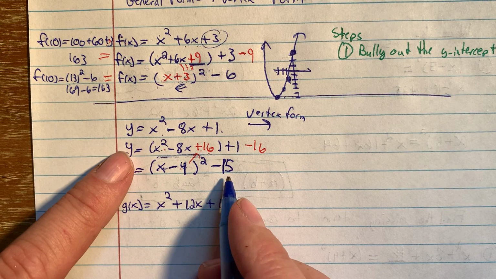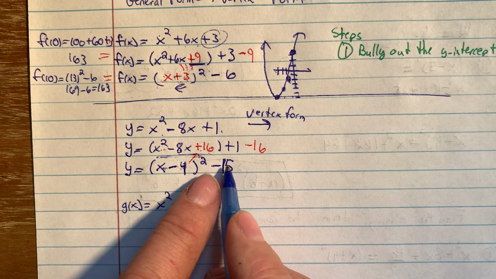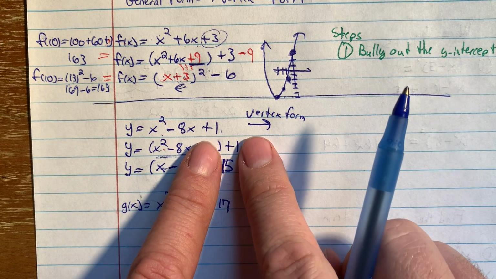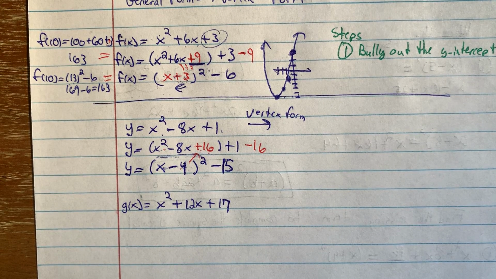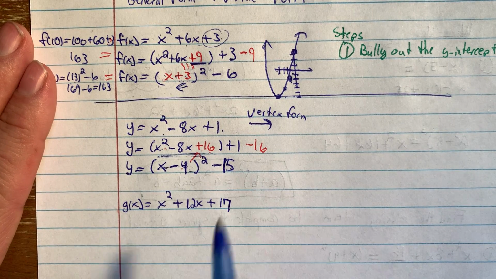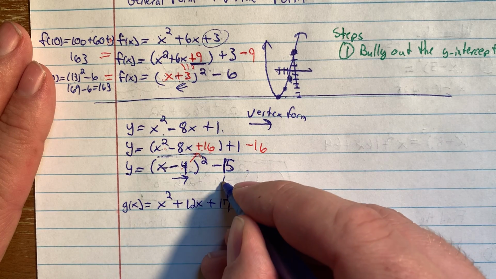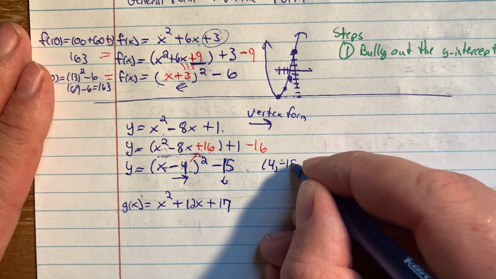I hope we can see that this is this binomial. This is this. And then up here, it's equal to the original one because I've got the plus 16 and the minus 16 canceling each other out. So it's still the same equation, just written in a different form. Where's the vertex for this? What is the vertex? And hopefully we recognize this would be 4 to the right and 15 down. So the vertex would be at 4, negative 15.